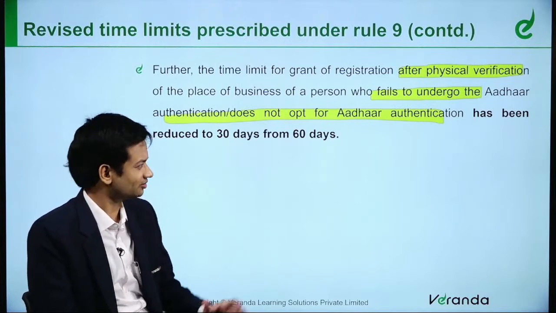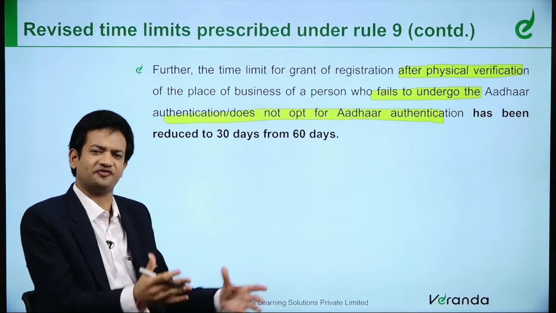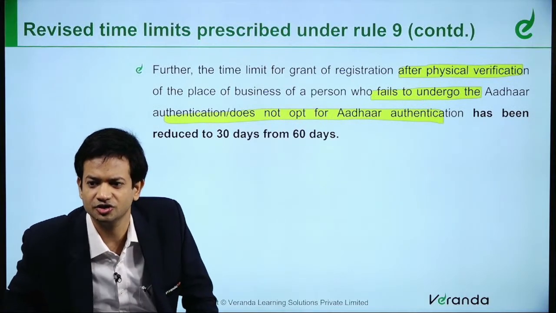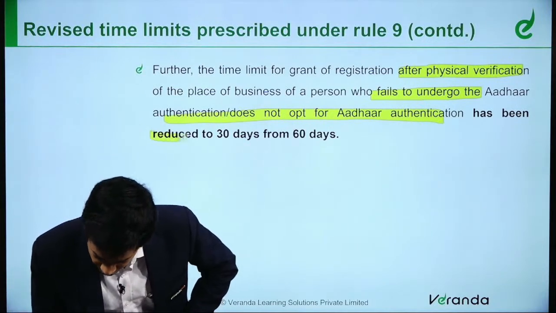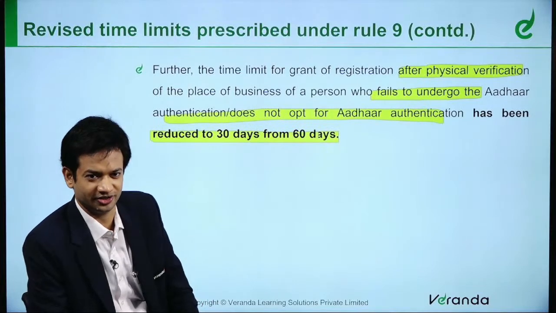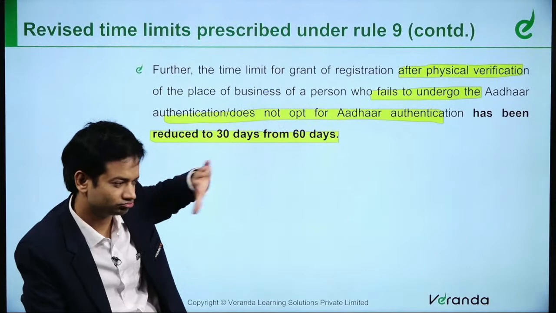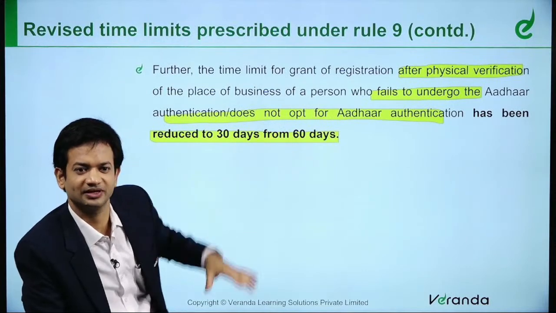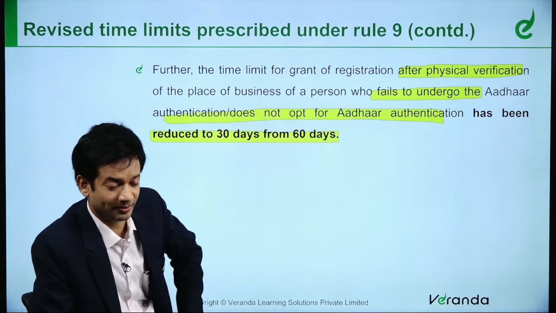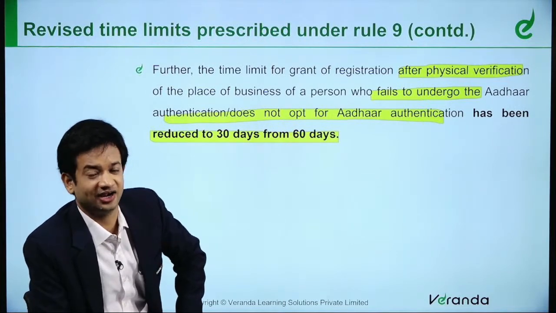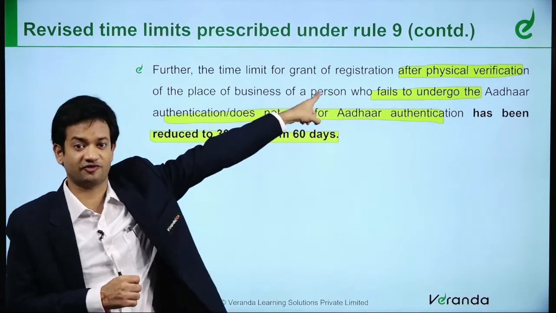That has been reduced. Because 60 days became a huge time limit, the officer is supposed to verify and grant the GST registration. So, the time limit here is reduced from 60 to 30 days. So, here if someone is not opting for Aadhaar or fails, then within 30 days the premises should be physically verified and registration should be granted within 30 days. So, within 30 days, see, it's not that 30 days from the date of physical verification.